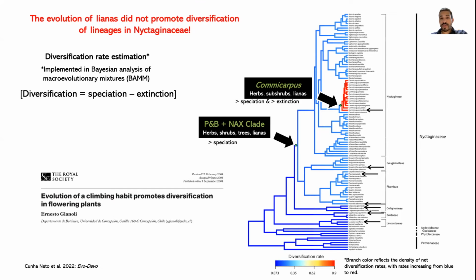And that is contrary to the hypothesis that the evolution of the climbing habit promotes diversification as stated by Gianoli in 2004. Therefore, at least in the context of Nyctaginaceae, where we find vascular variants present in all lineages, these hypotheses from Gianoli did not hold true. And because of that, we asked if vascular variants or other anatomical features would be a characteristic impacting the diversification rates in Nyctaginaceae.